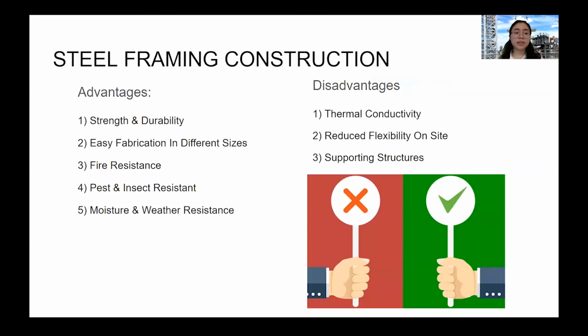Advantages are strength, durability, easy fabrication, fire resistance, pest and insect resistance, moisture and weather resistance. Disadvantages are thermal conductivity, reduced flexibility on site, and supporting structures.